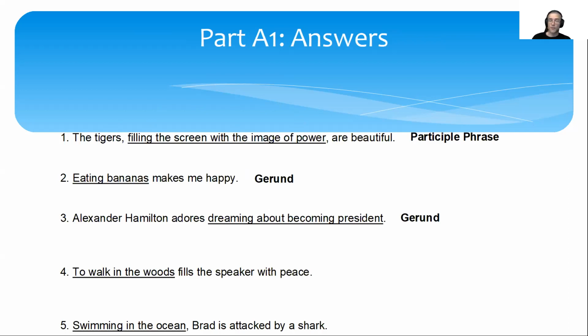To walk in the woods fills the speaker with peace. Well, there's only one thing that this can be. We have to plus the unconjugated root form of the verb. That means it is an infinitive phrase, and it's acting like a noun, right? To walk in the woods fills the speaker with peace. Swimming in the ocean, Brad is attacked by a shark. Swimming in the ocean gives me more information about Brad. It modifies Brad. It acts like an adjective, which means it's a participle phrase.